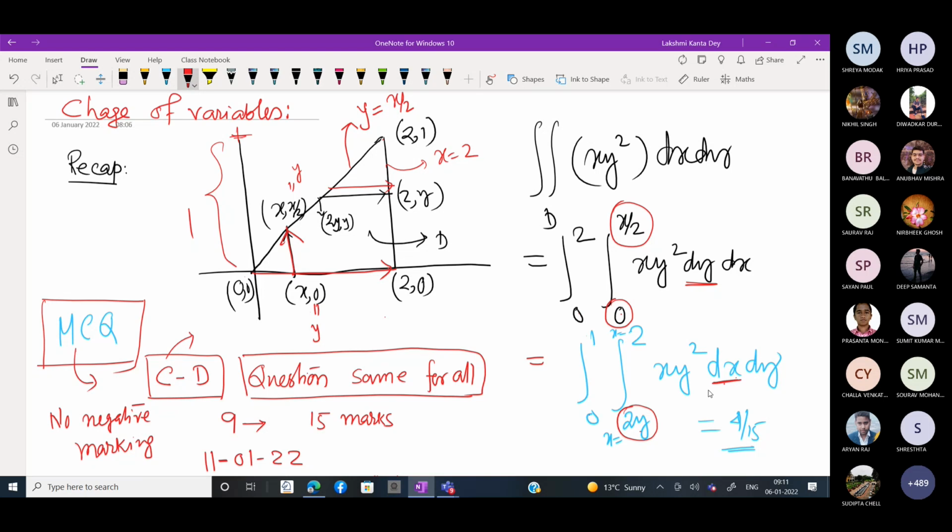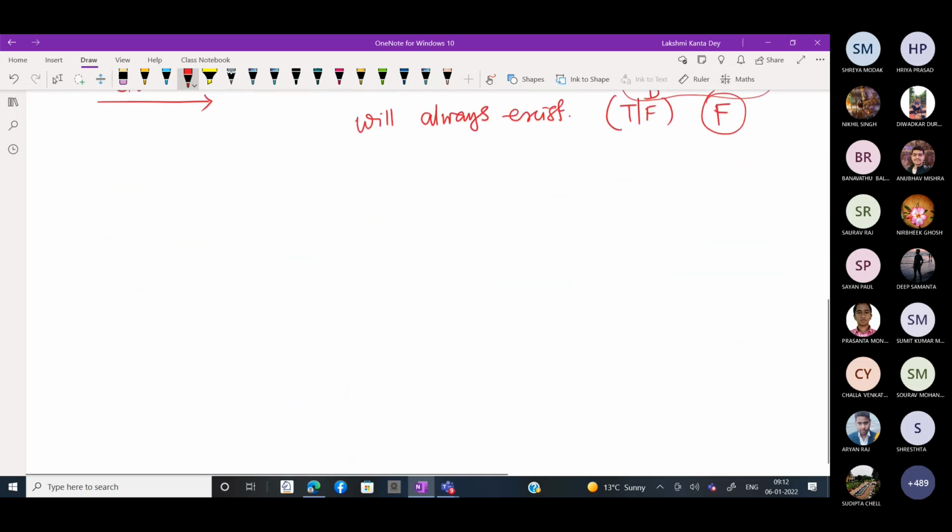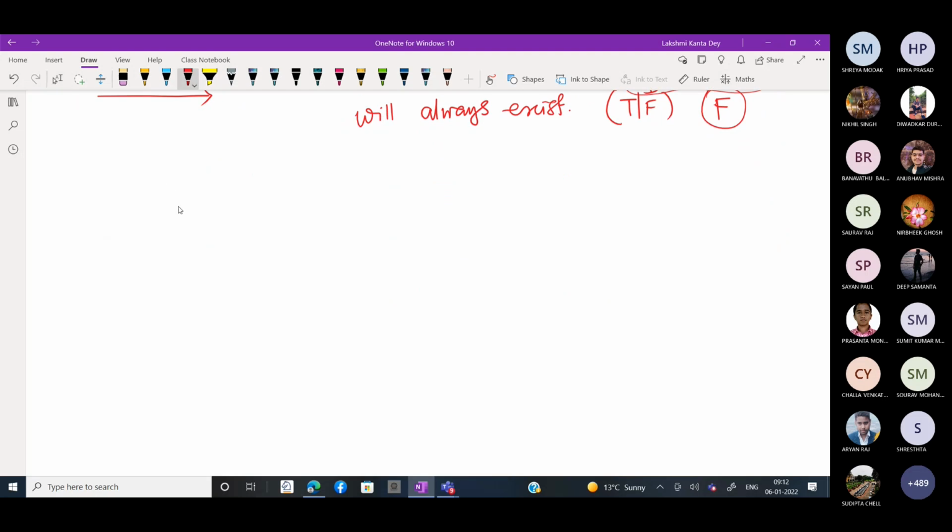Another question was how 4 by 15 comes. This is very easy, because if you integrate it, then it comes to 4 by 15. I have checked it. That is why I have written it. You can check it. So I think you get the answer. And some questions regarding the existence theorem. What does the existence theorem say?